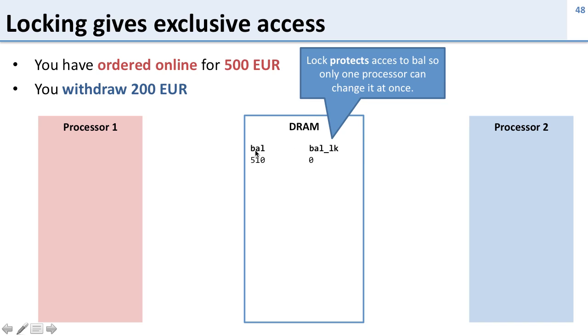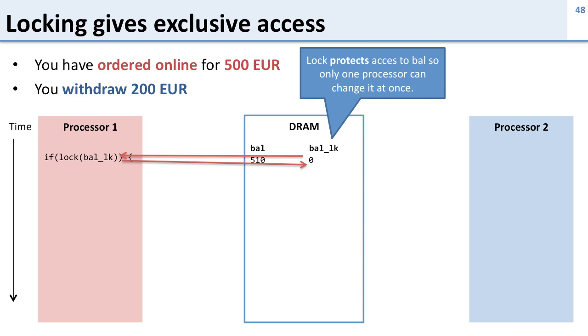Now in our DRAM here we've got both our balance and our lock variable, and let's go ahead and execute it. So process 1 goes and tries to get the lock. It sees the lock value is 0, so it says, now I can get the lock, and it sets it to 1. Now it's going to go ahead and execute, it's going to load the balance, which is 510, and it can go ahead and process.